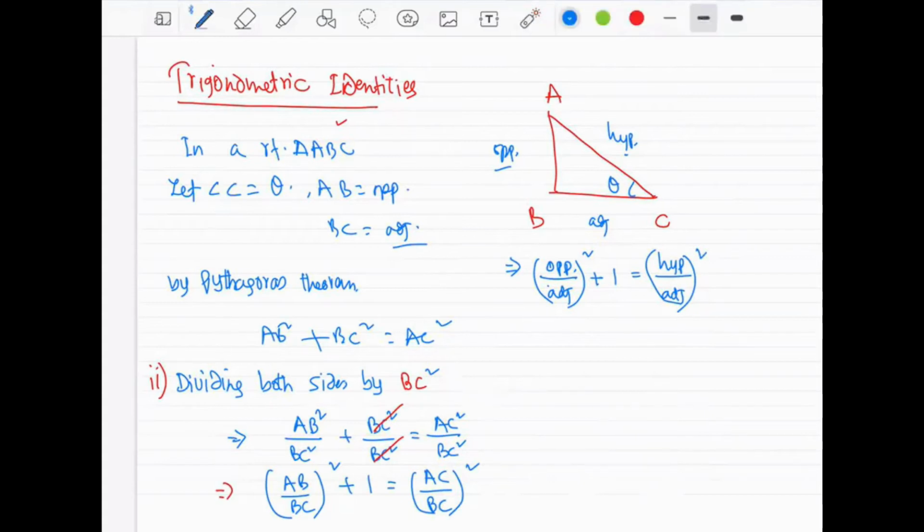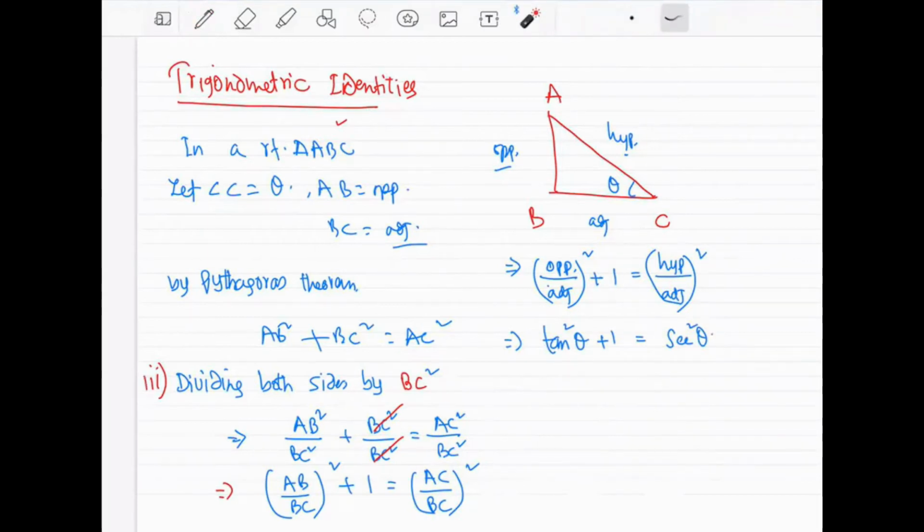So opposite by adjacent, this will be tan theta, and the square we will keep in the middle, plus 1 is equal to hypotenuse by adjacent. Remember, adjacent by hypotenuse is cos theta. Reciprocal of cos theta, we will have sec theta. So there will be a square here, and this is the other formula. All right. So we have got 3 so far, and this is Roman number 3.